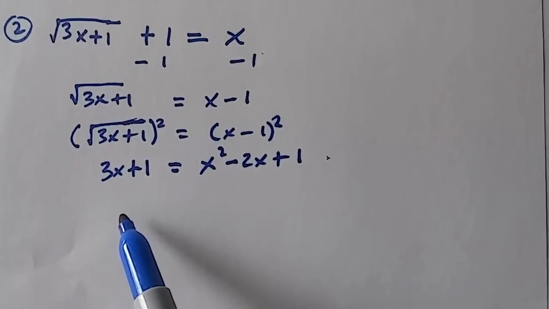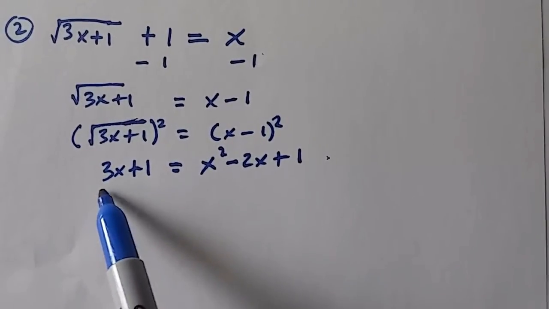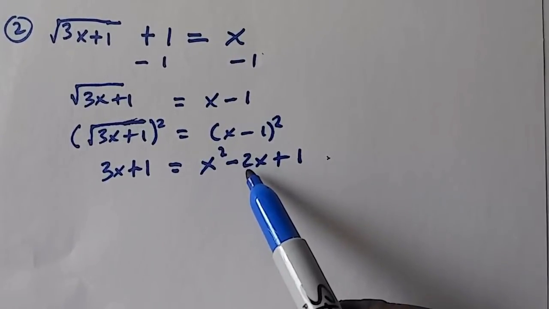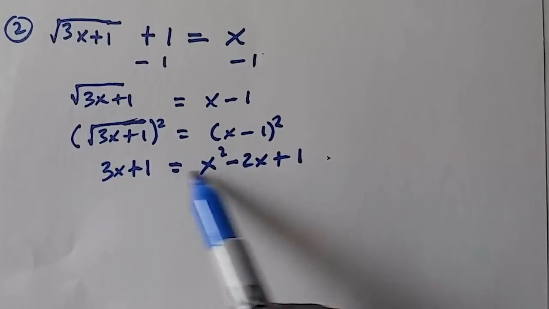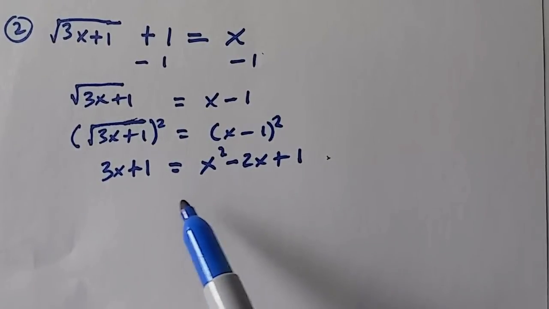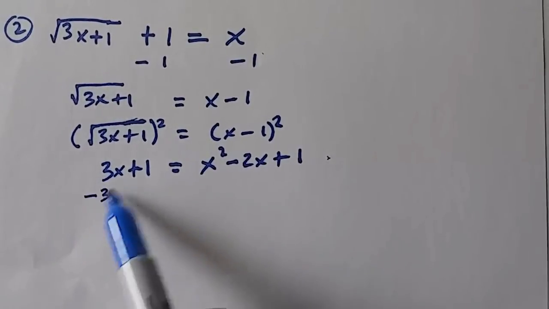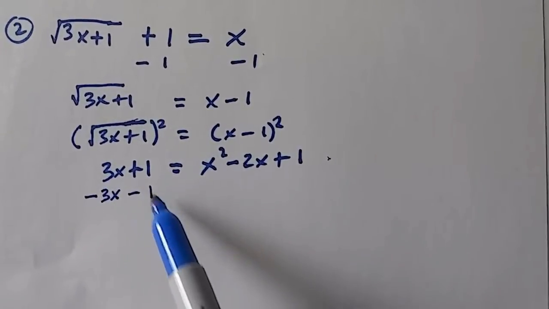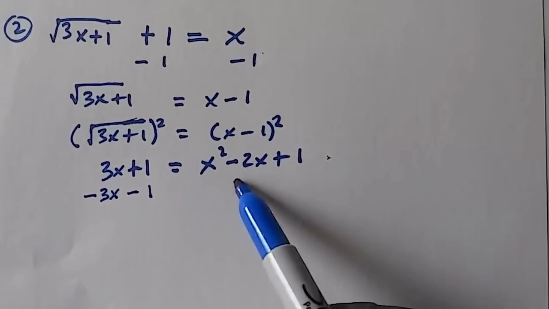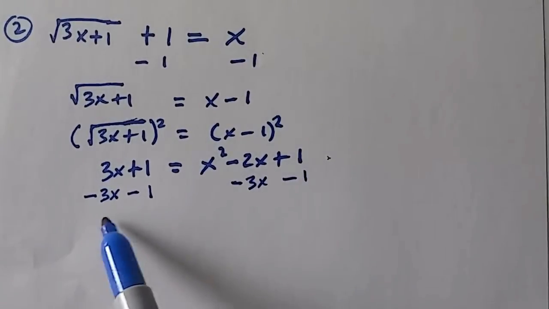And now we are going to, this is basically a quadratic equation. So we're going to solve this quadratic equation that we have. To do that, we need to get everything to one side and get 0 on one side. So we're just going to do minus 3x minus 1. So we are going to have a 0 on the left side. And then we're going to do minus 3x minus 1 and combine like terms.